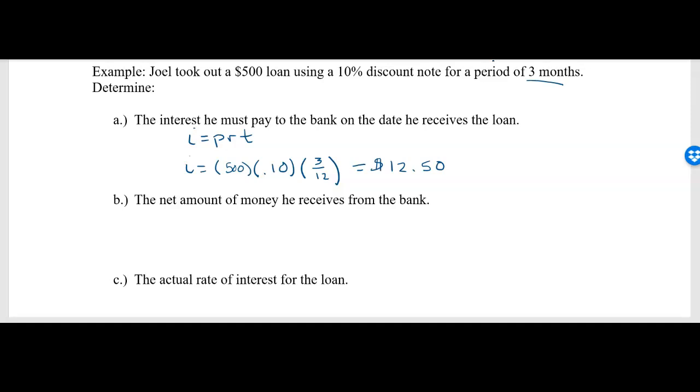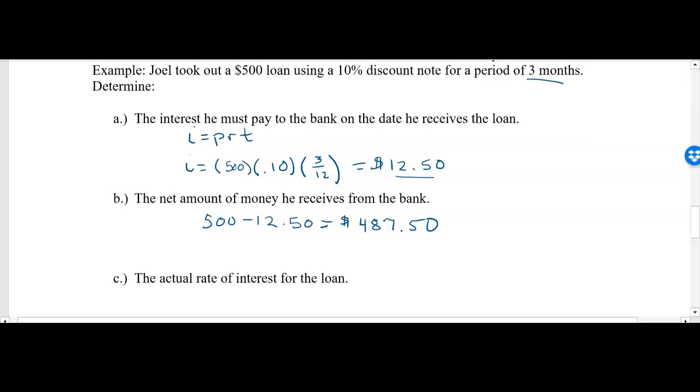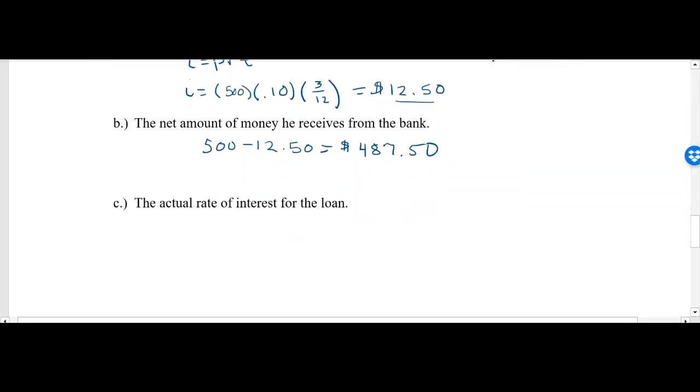Part B says, but what's the net amount of money he receives? Because notice we were talking about this was a discount note. That means that this $12.50 is going to get paid up front. Well, then that means instead of $500, he's got to pay the interest, which means he's really getting $487.50 because the interest had to be paid up front before receiving the loan. So that's what he would net.